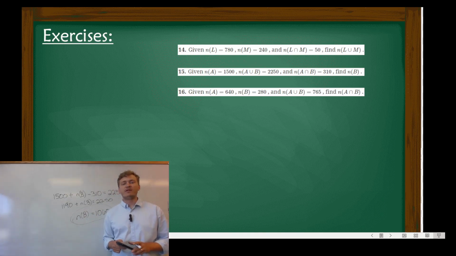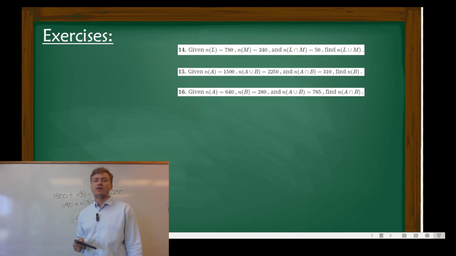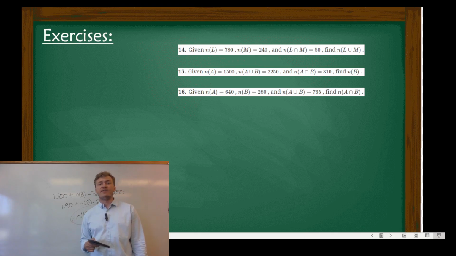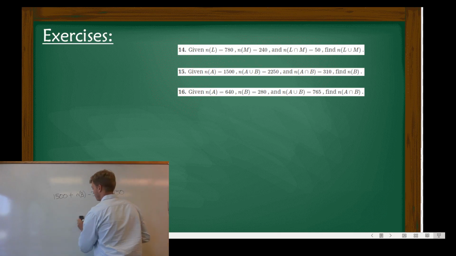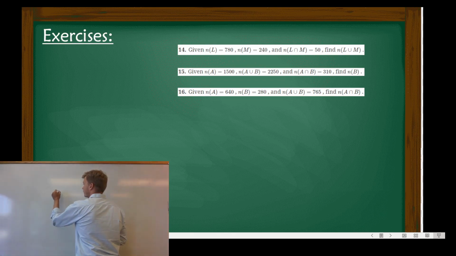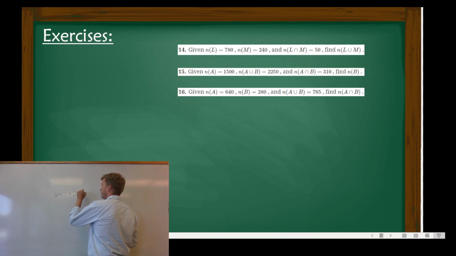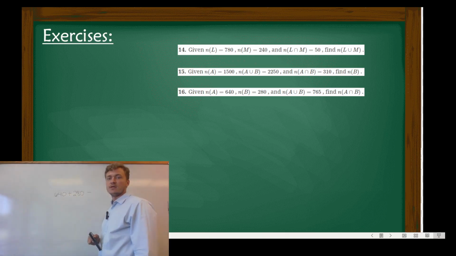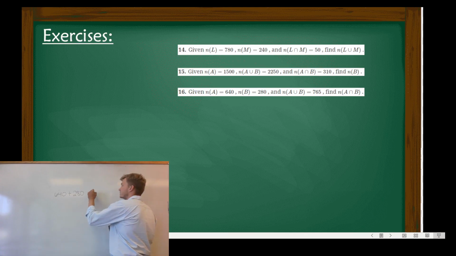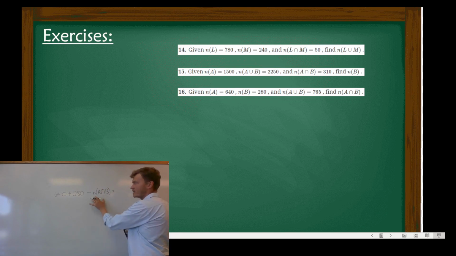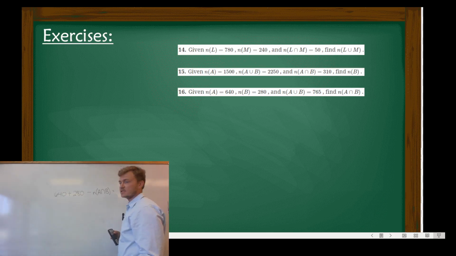Another example, given n of A is 640, n of B is 280. The number of elements at the union is 765. Find the number of elements at the intersection. Same setup, n of A, 640, plus number of elements for B, 280. Subtract the number of elements that are at the intersection. That's what we're trying to find. So that's our unknown. Again, if you want to just use the variable x here, 640 plus 280 minus x, that's fine as well. This equals the number of elements for the union, 765.